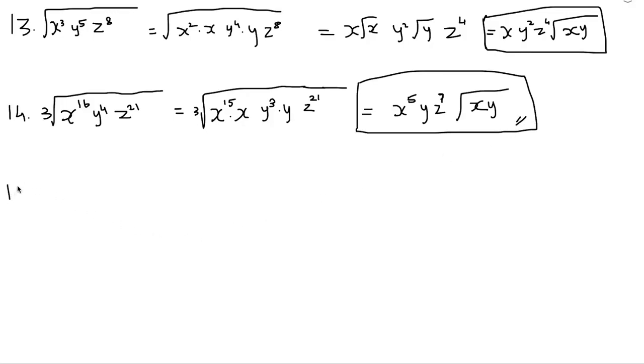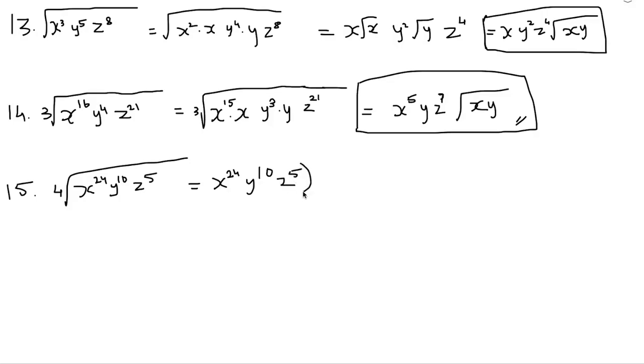Now I'm going to solve the 15th problem. This is the last problem in this part. 4th root of x to the power 24, y to the power 10, z to the power 5. Next step, x to the power 24, y to the power 10, and z to the power 5 to the whole power 1 by 4.